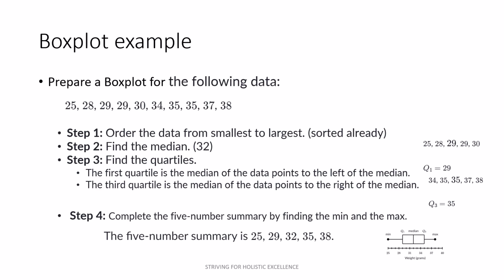How is it 32? Because let's count how many values are here. 1, 2, 3, 4, 5, 6, 7, 8, 9, 10. 10 values are here. So what we can do is take the middle value, or we can take the fifth and the sixth values and find the average. So here what we have done is we took the fifth value, that is 30, and the sixth value, that is 34, and we average that to find out the median. So 30 plus 34 divided by 2.